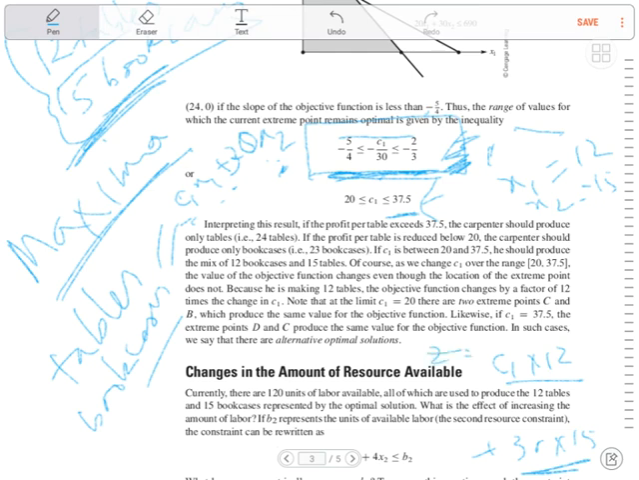Okay, so how much is the change? Whatever change c1 is encountering, the change in z is 12 times that change, because 12 is multiplied here. Okay, so that is what they are saying here. Of course, as we change c1 over the range 20 to 37.5, that is this range, if you are going to vary, then what will happen? The value of the objective function changes even though the location of the extreme point does not. Obviously, that means the extrema remains just 12, 15 only, but the value of the objective function changes because he is making 12 tables. The objective function changes by a factor of 12 times the change in c1.